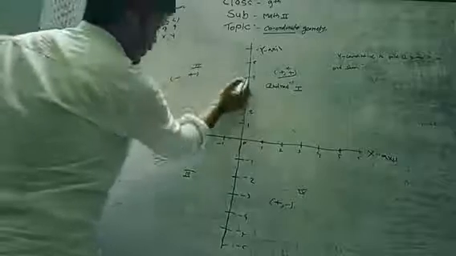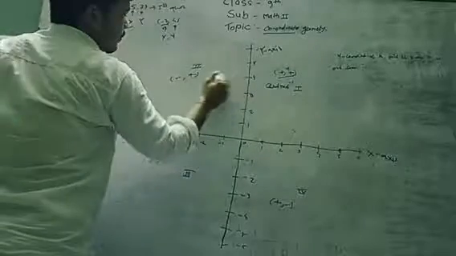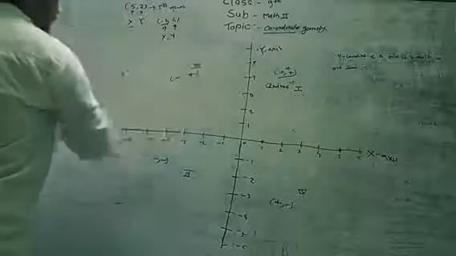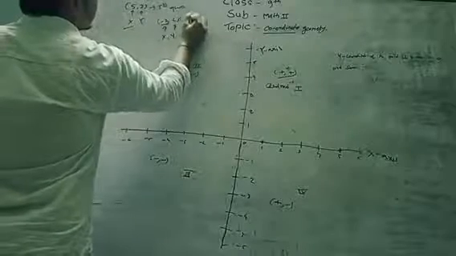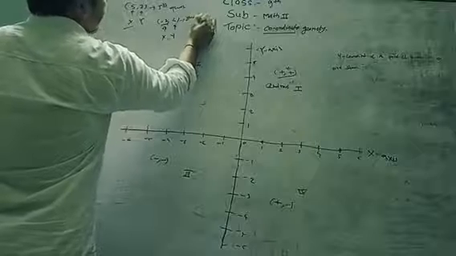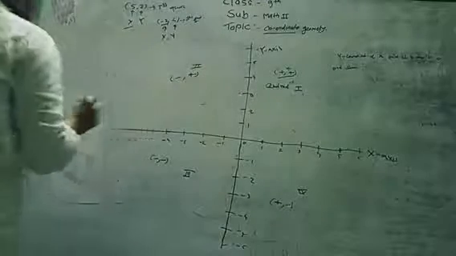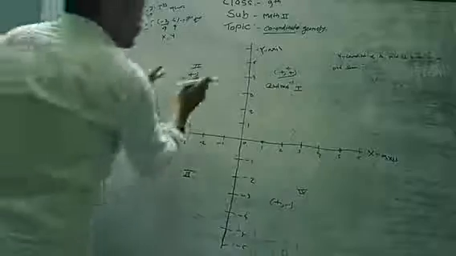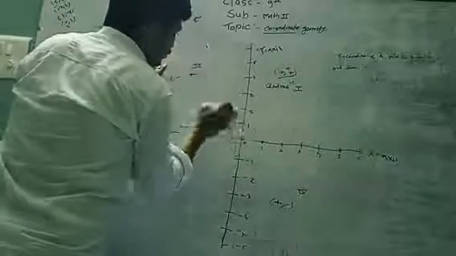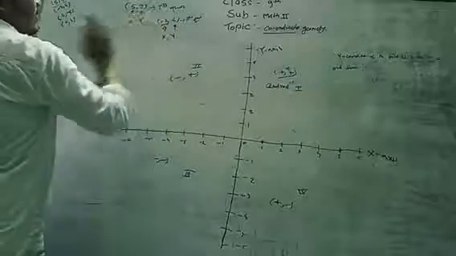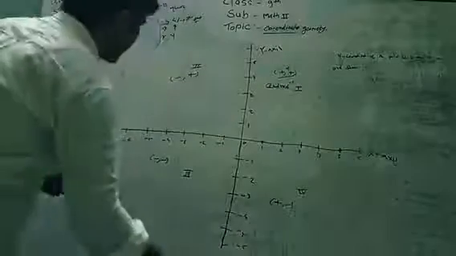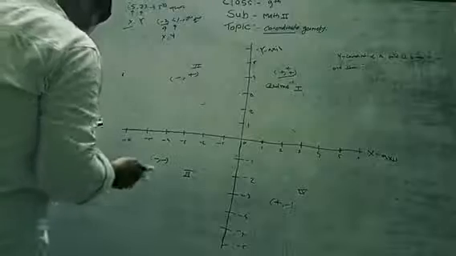Therefore minus 2 and 4, here is the point. This point lies in which quadrant? That is the second quadrant. If you practice well, then you don't need to plot the point. You can identify the quadrant just by the sign convention, or just by looking at the signs of the coordinates.